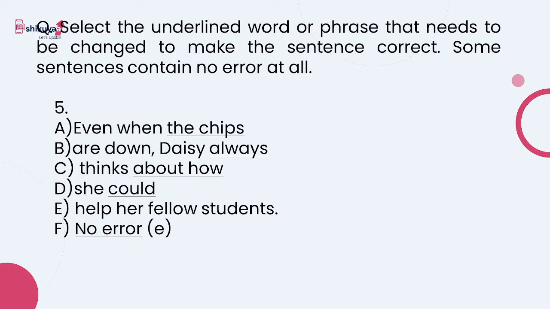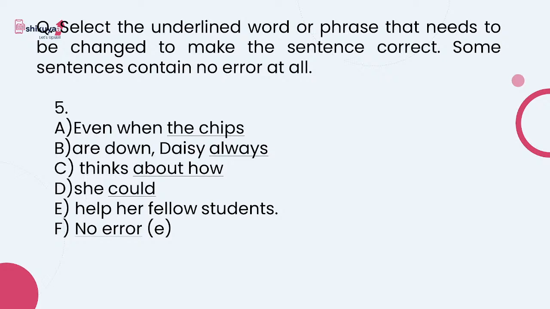Okay, students, let me tell you that chips down is a phrase, and it means if you are in difficulty or in a dangerous situation, or especially one that makes you understand the value of people or things. That is the meaning of chips down. So even when the chips are down, okay, let me give the answer here. Students, so part A, even when the chips, there is no kind of error, any problem. Part B, are down, Daisy always.